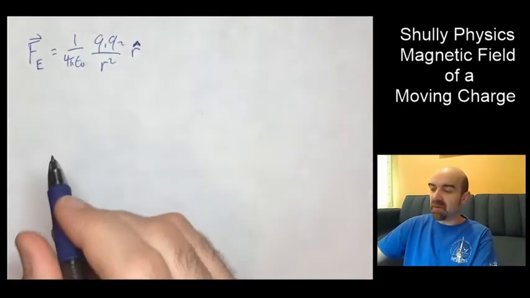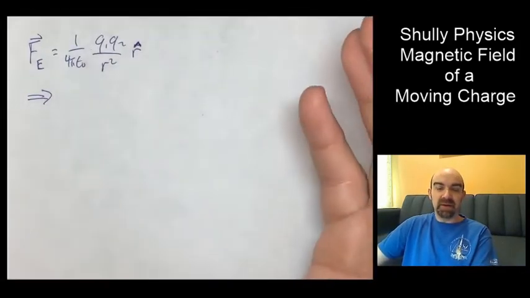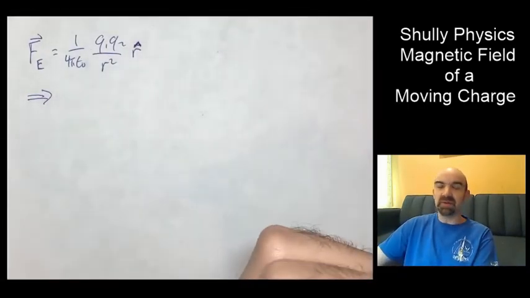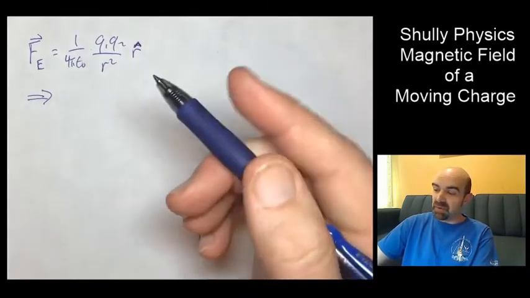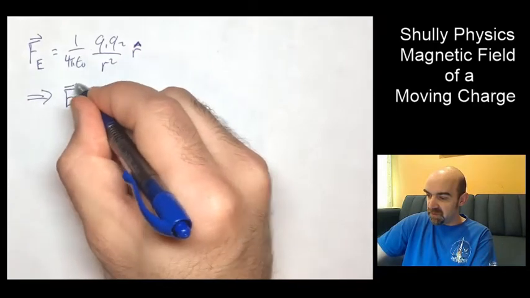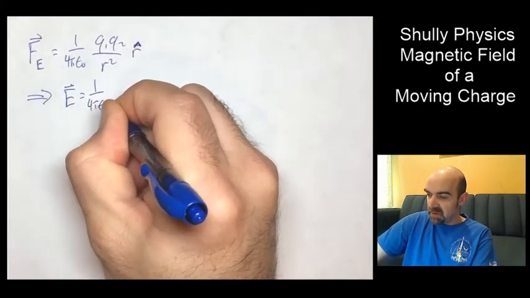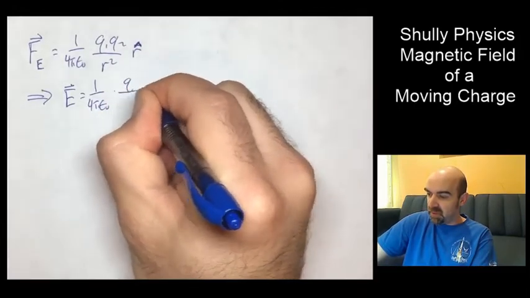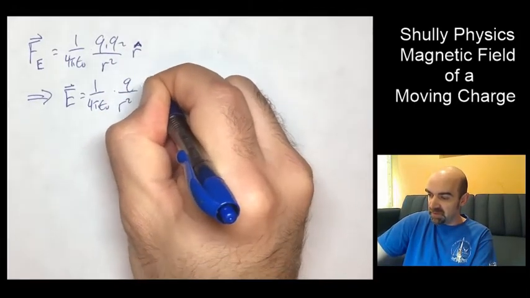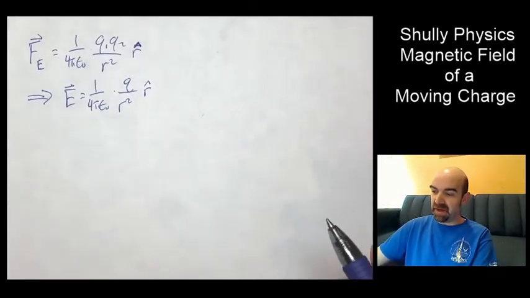So from that force, we get the electric field. If we divide the expression by one of those q's, we get the electric field produced by the other q. So the electric field looks almost the same, that same format, which is q over r squared in the direction of r hat. Okay, so we have that form.